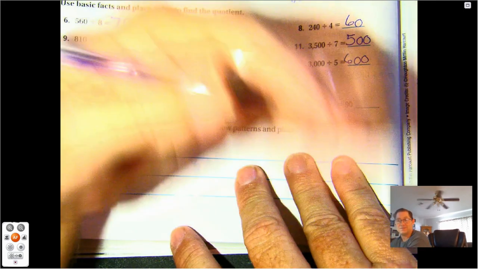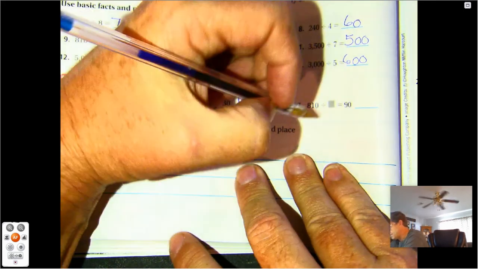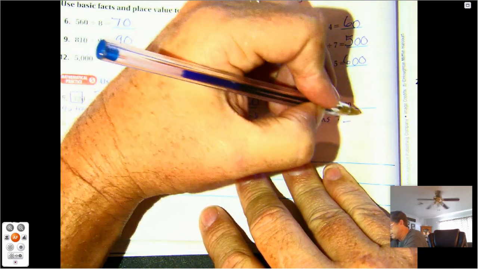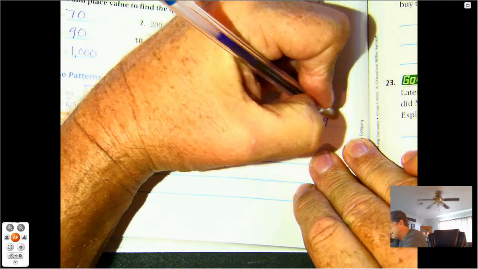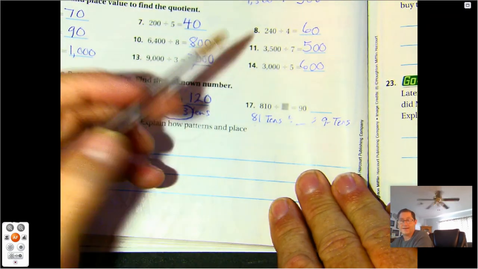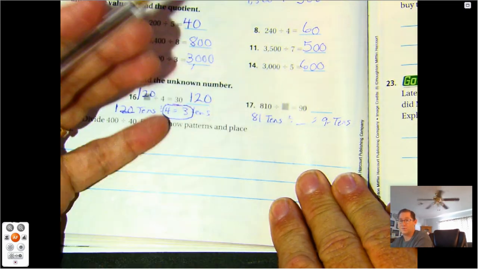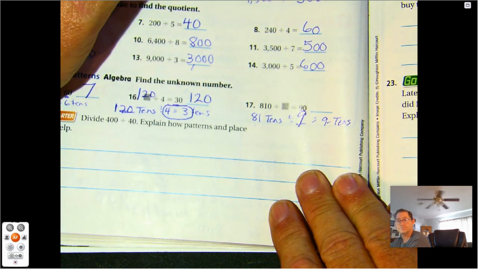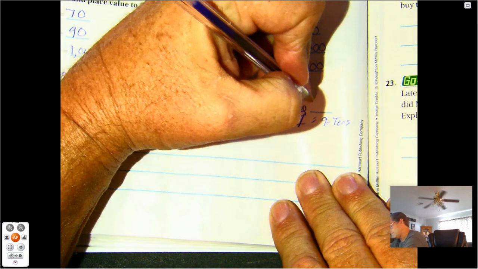Number 17, we have 810 divided by something. It gives me 90. So that's 81 tens divided by something equals 9 tens. So 9 times what is 81? 9 times what is 81? 9. Okay. So 9 is our missing number.